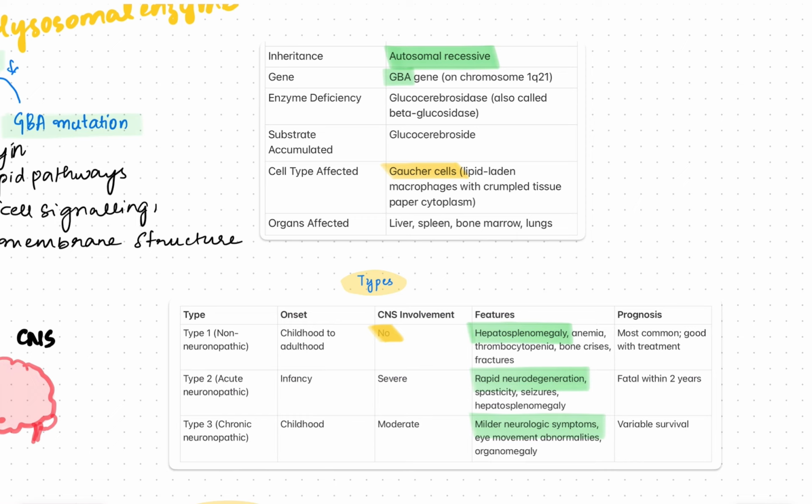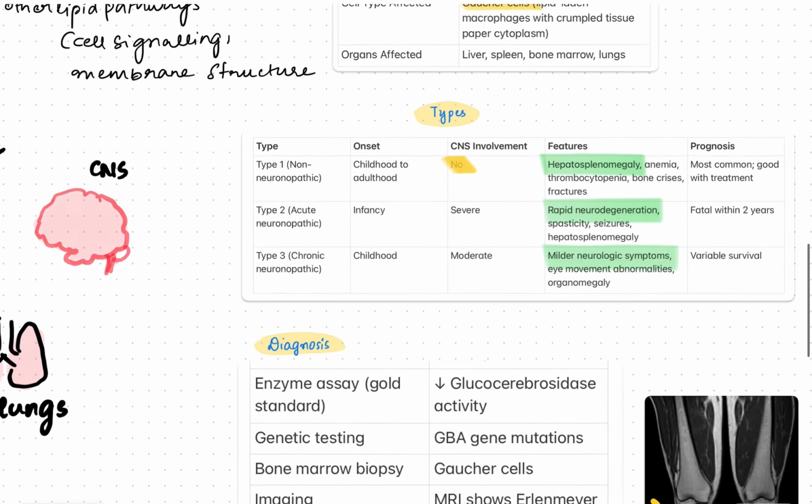Type 3 is chronic neuronopathic. Here the CNS involvement is moderate, so there will be milder neurological symptoms, with eye movement abnormalities that we can see, and organomegaly. So it has a variable prognosis.